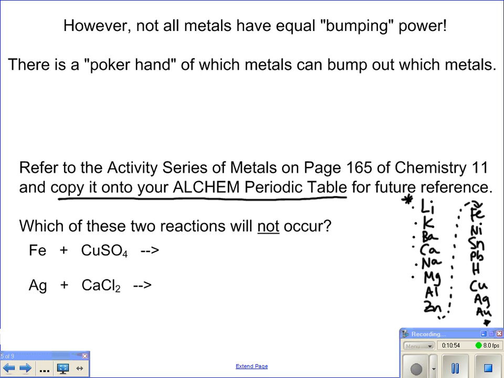So the way that we use this hierarchy is this. If the metal that's trying to do the bumping out is higher on this series than the one it's trying to bump out, then a reaction will occur. However, if the metal on the outside is trying to bump out something that's higher up, then no reaction happens. So using this series, which of these two reactions will not occur?